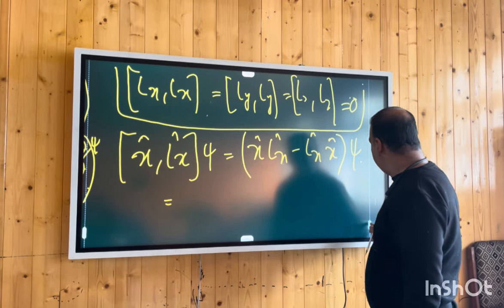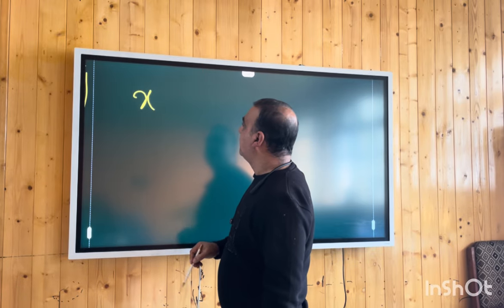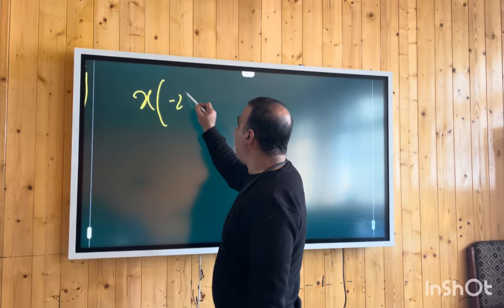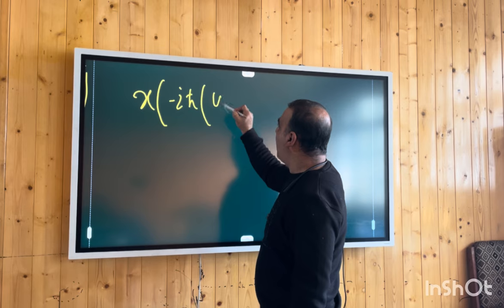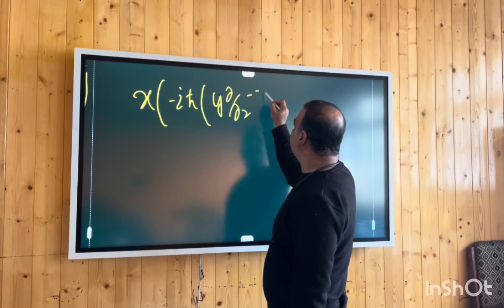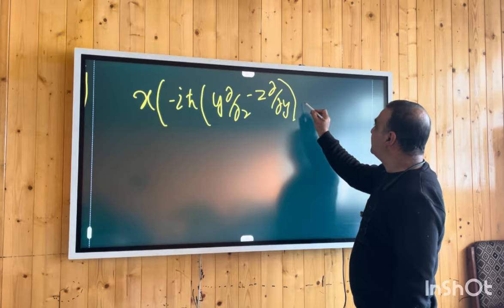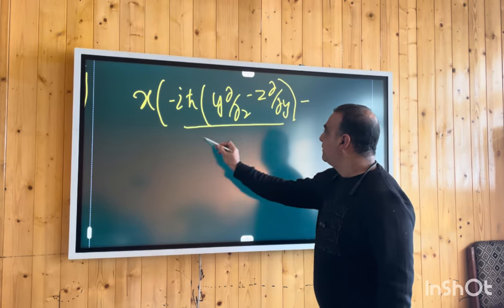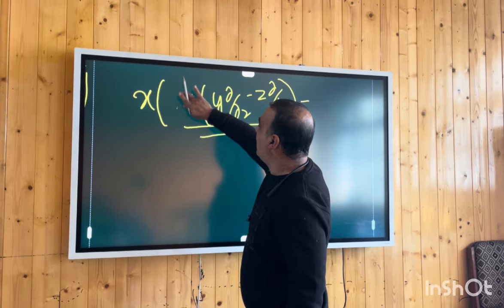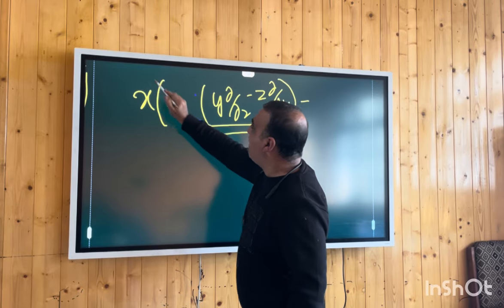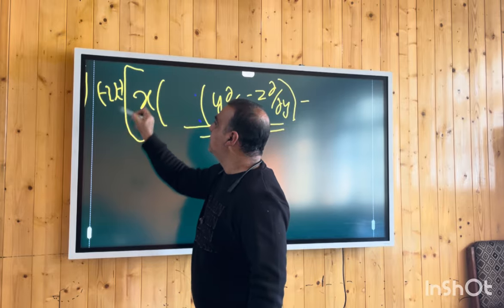So what will I write? I will have X times minus IH bar times Y dou by dou Z minus Z dou by dou Y. Minus, now this thing first. So I think I would like to get this minus IH bar out. I don't want to create the confusion. Let me have it out for all. So minus IH bar is out, okay?